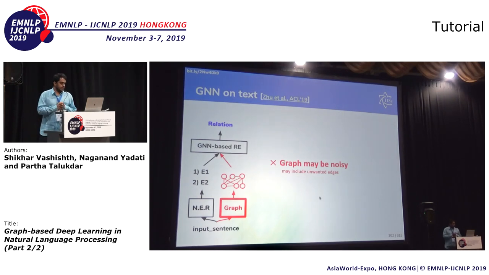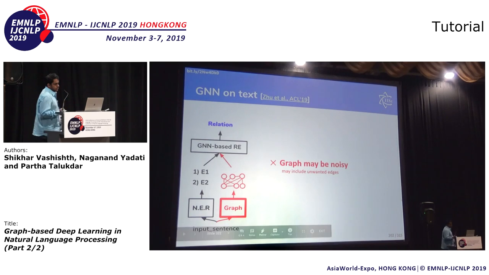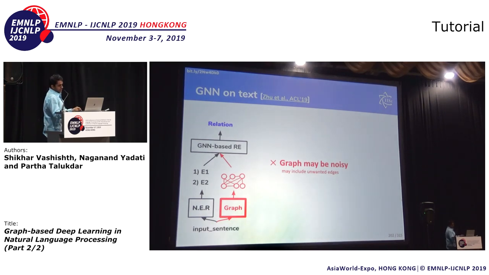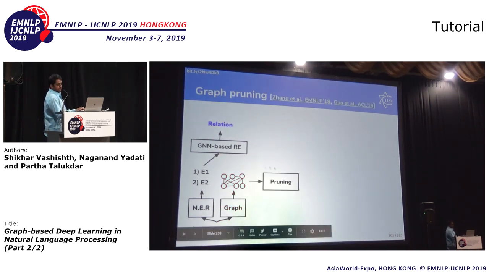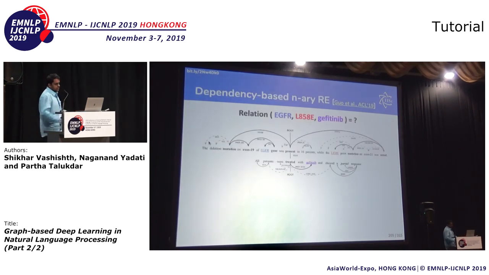Another way we can improve this simple GNN-based model is to basically purify the graph. The graph may be noisy for downstream tasks. It may include some unwanted edges. So we have a graph pruning step, where we prune out some of the edges. And then the pruned graph is passed to the GNN for the relation extraction task. This has been done in the biomedical domain. Suppose we want the relationship, a three-ary relationship, between some named entities in the biomedical domain.